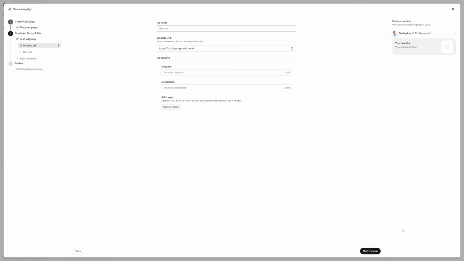So let's talk about the ad. Call this test_ad. You also can then share the specific ad URL, which can look different from the ad group level. And then you can set up multiple ads here. Of course, you can also set up multiple ad groups.